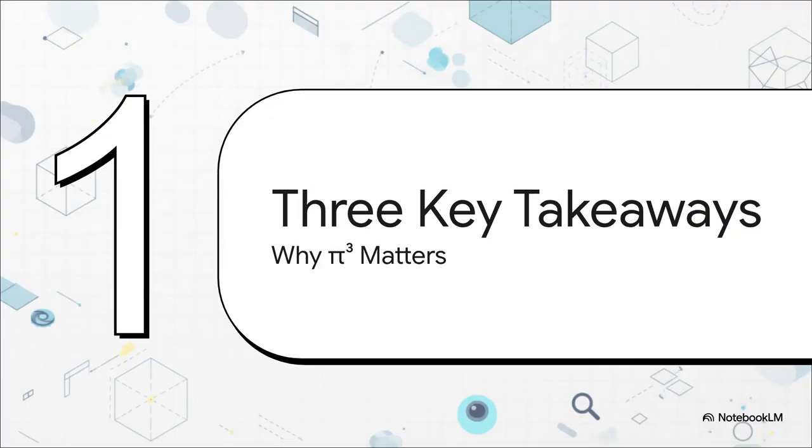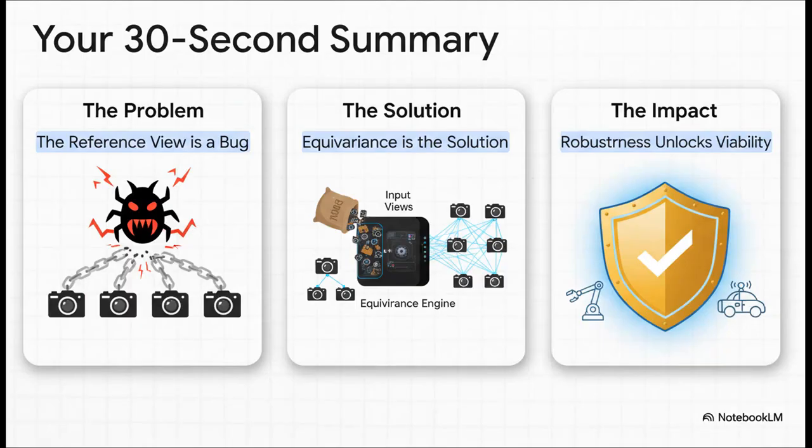Okay, let's wrap this up. We've gone through the problem, the brilliant solution, and the incredible results. So what's the bottom line? What are the 3 key things you absolutely need to remember from this? All right, here's your 30-second takeaway. Number 1, the reference view is a bug, not a feature. We now have proof that relying on one is a source of major instability.